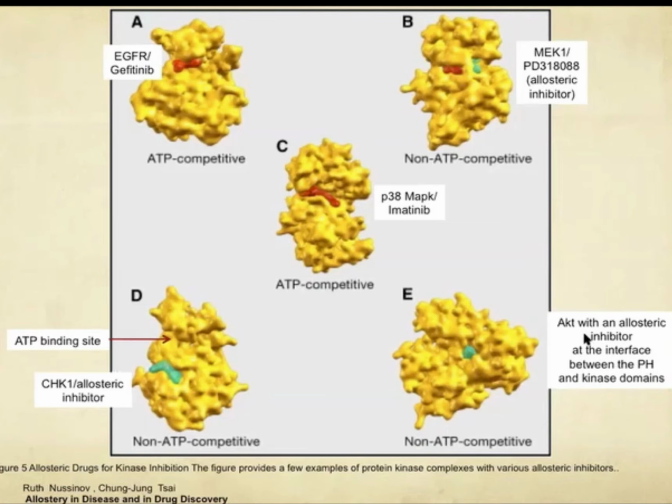It turns out that there are inhibitors that bind to the PH domain, and so they cause a conformational change in the PH domain that prevents activation of the kinase. So not only doesn't it have to bind the same site, there are cases where the allosteric inhibitor doesn't even bind to the same domain in the protein.